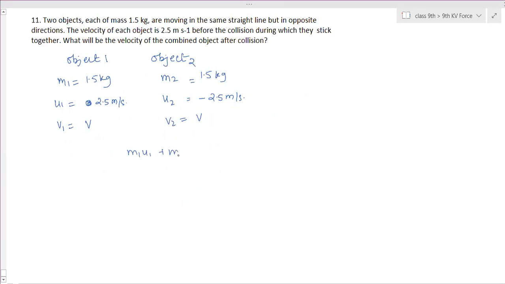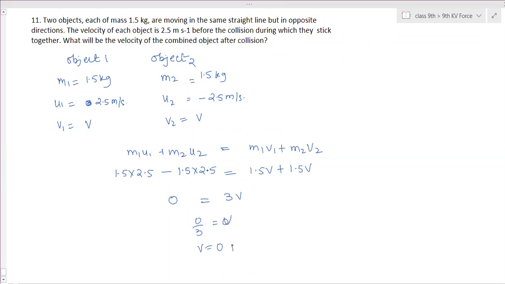M1 U1 plus M2 U2. So 1.5 into 2.5 minus 1.5 into 2.5, because this 2.5 is negative. That is equal to M1 V1 plus M2 V2, 1.5 V plus 1.5 V. So this is equal to 0 is equal to 3V. So V is equal to 0 by 3. That is V is equal to 0 meter per second. No need to write anything else. Only show this calculation. That's enough.